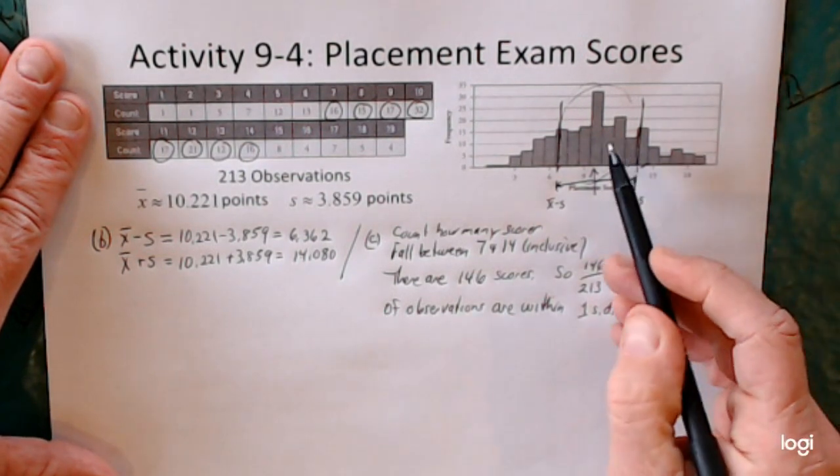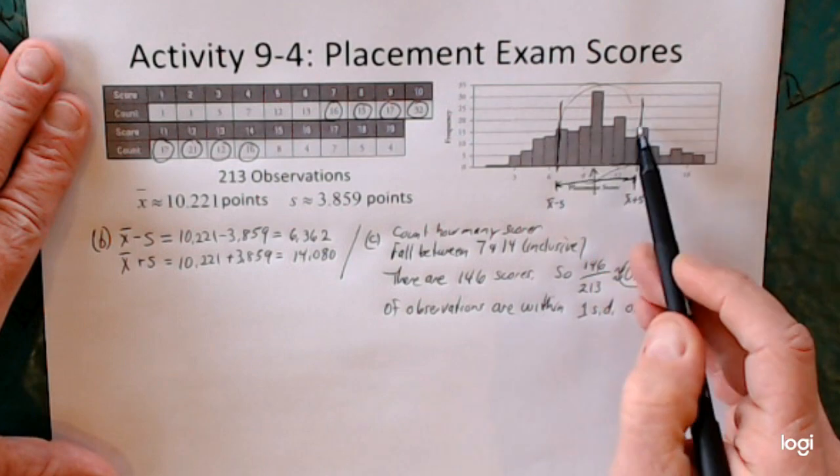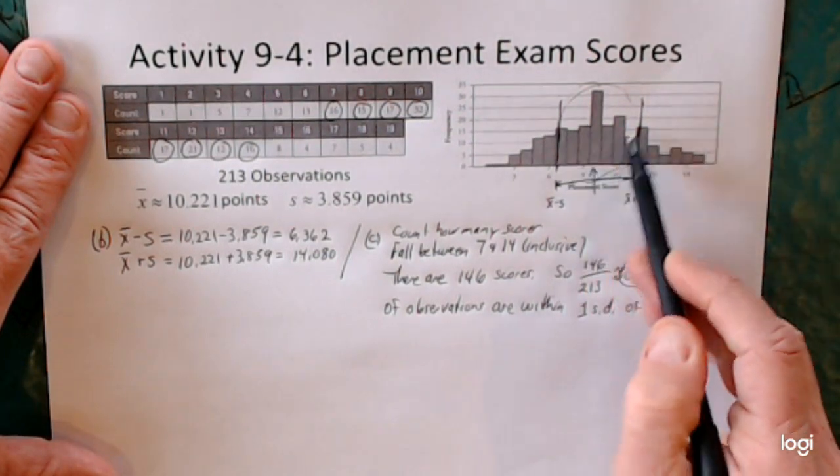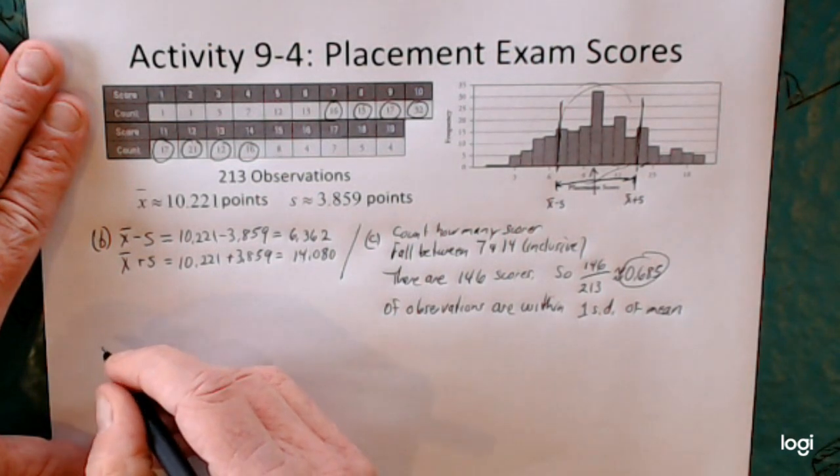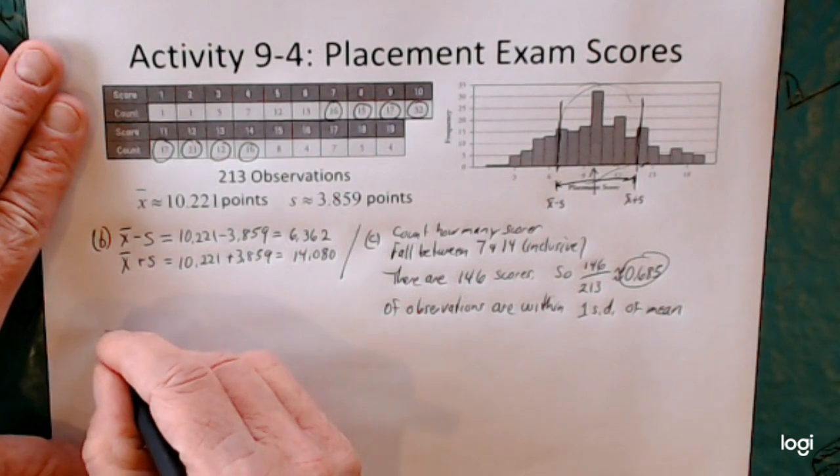And that makes sense, right? If you're looking at the bars, most of our bar area is in that one standard deviation, okay? All right, so that's C. Now, let's go on to D.